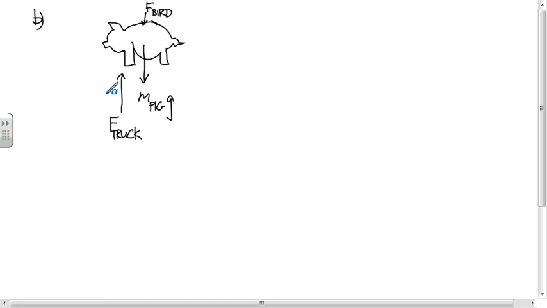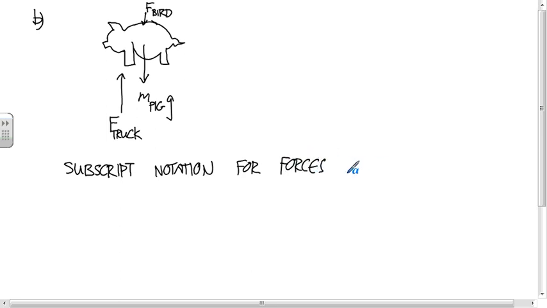Okay, the next thing we want to do is talk about a notation for forces that's going to help us a lot with our bookkeeping. I'm going to call this the subscript notation. And you can use it for any force vectors. You could also use it with couples.